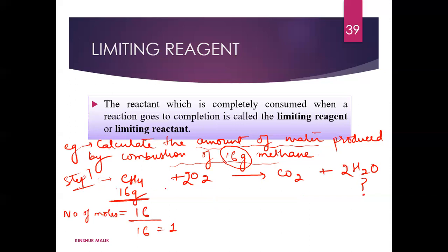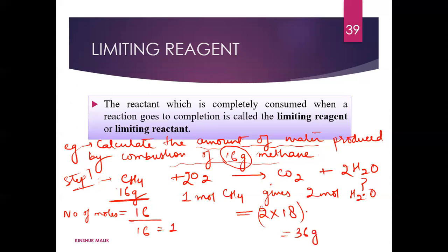Then you have to apply the unitary method. How to apply the unitary method is very simple. If 1 mole of methane gives 2 moles of water, right? According to the reaction which is given, 1 mole of methane gives 2 moles of water. So how much water will you get? 2 into 18, if you want to convert it into grams, that is 36 grams.